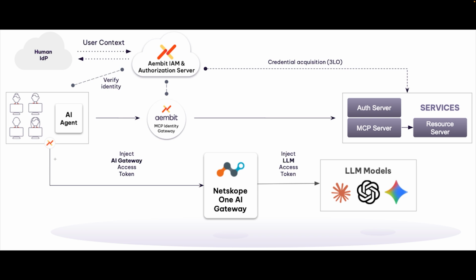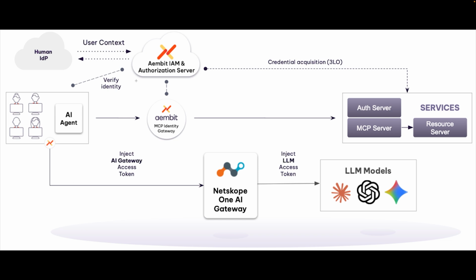So in terms of deployment, I have an AI agent that's in AWS. The AI agent I'm using is going to be an N8N chatbot. And that traffic is going to be directed to Netskope One AI Gateway, and that's going to be doing a bunch of enforcement. At the same time, the validation and identity piece is going to be handled by Aembit.